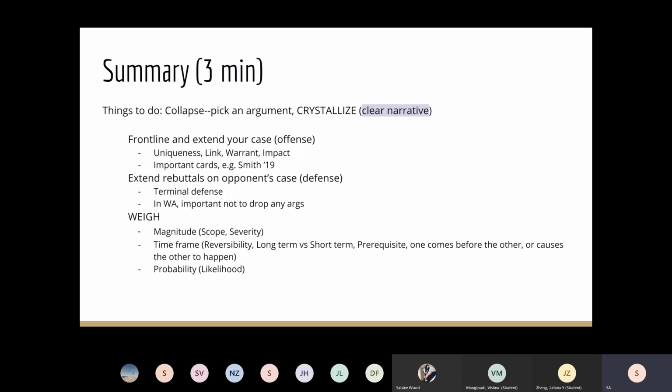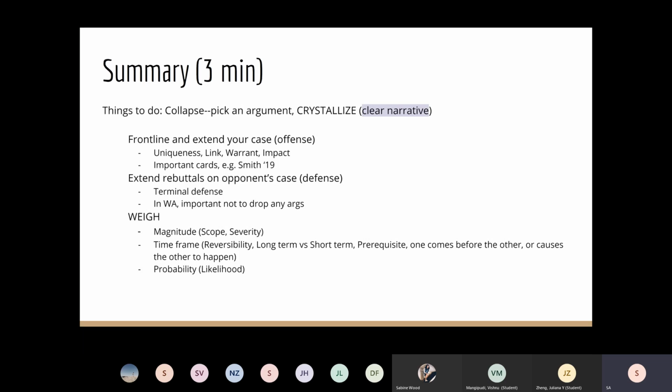If they talk about a turn, remember to extend defense on the turn as well. If they have two contentions, just extend one or two responses on each contention if it's your first summary. If it's your second summary and they collapse, you don't need to extend defense on the stuff they drop, but make sure you extend defense on the stuff they do go for.